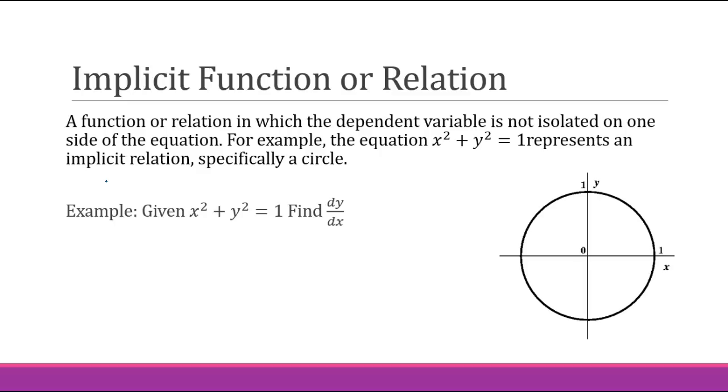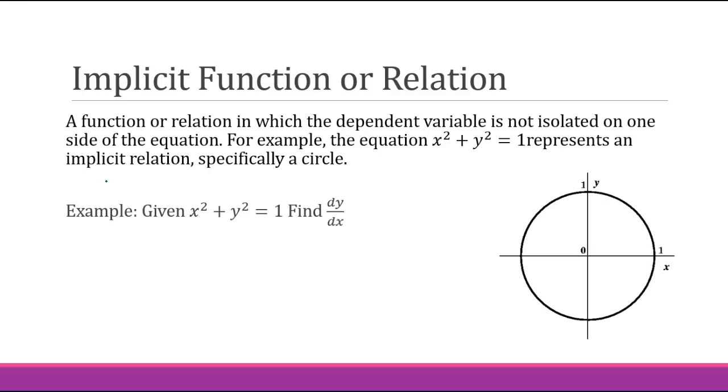So we have the x variable and the y variable on the same side of the equation so that y is not isolated on one side. So this is an implicit relation that we have. And specifically, again, it's a circle. So how would we find the derivative of something like this? So in this example, x squared plus y squared equals 1, find dy/dx.